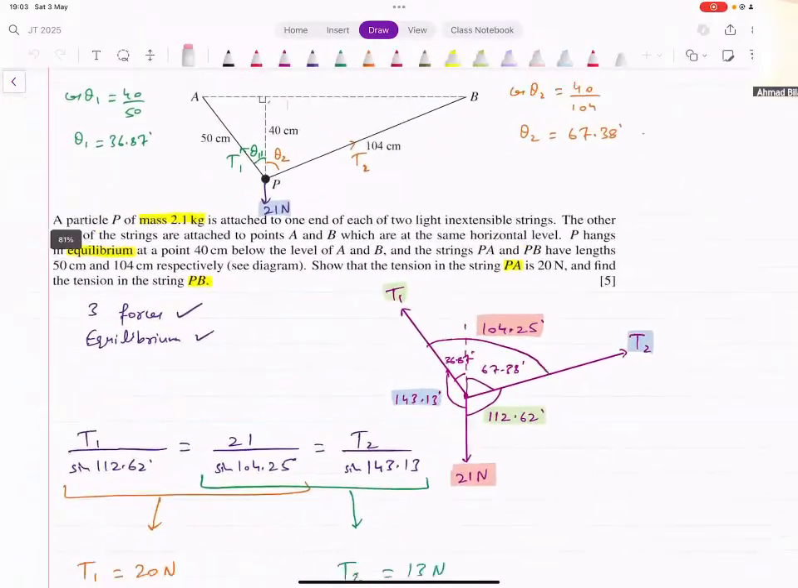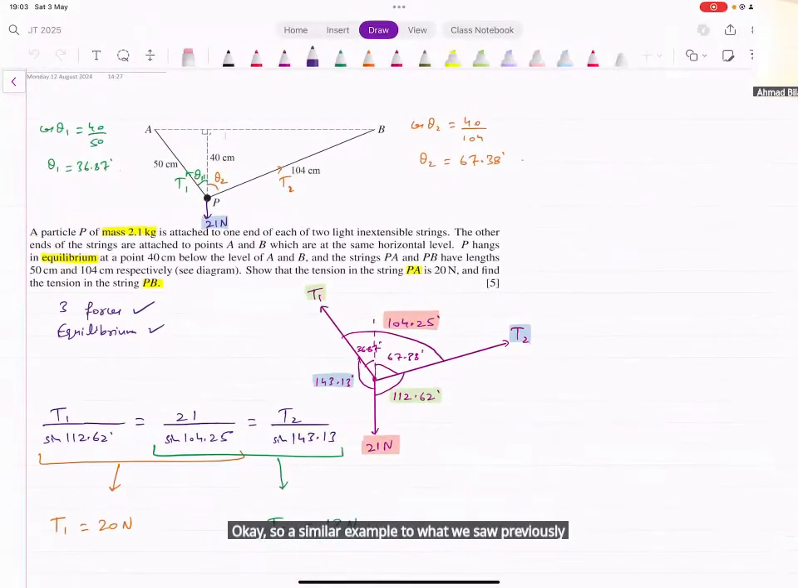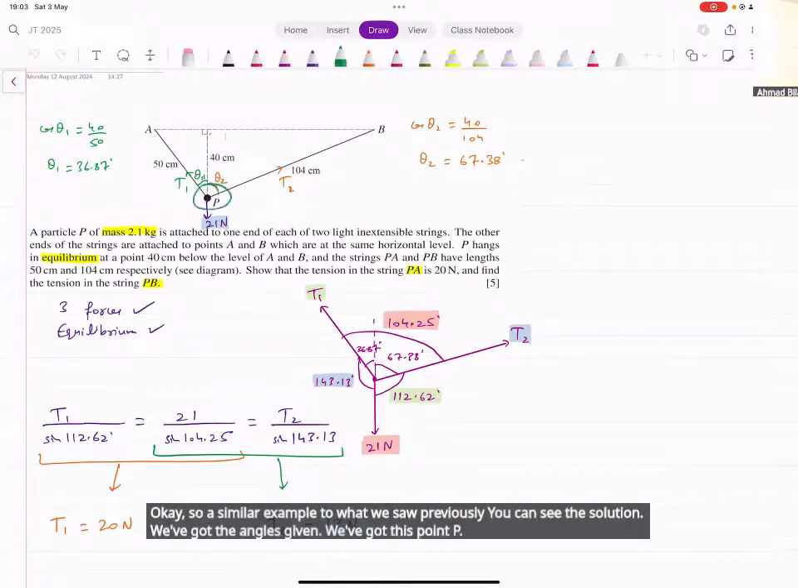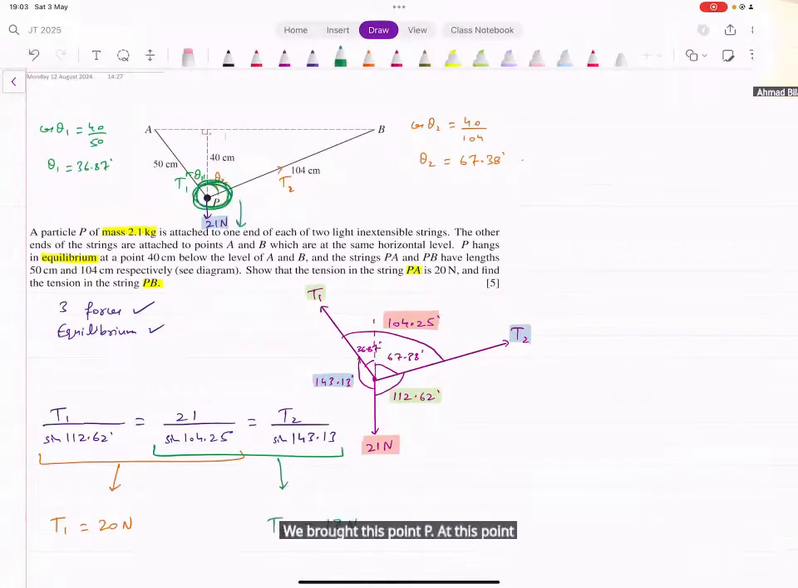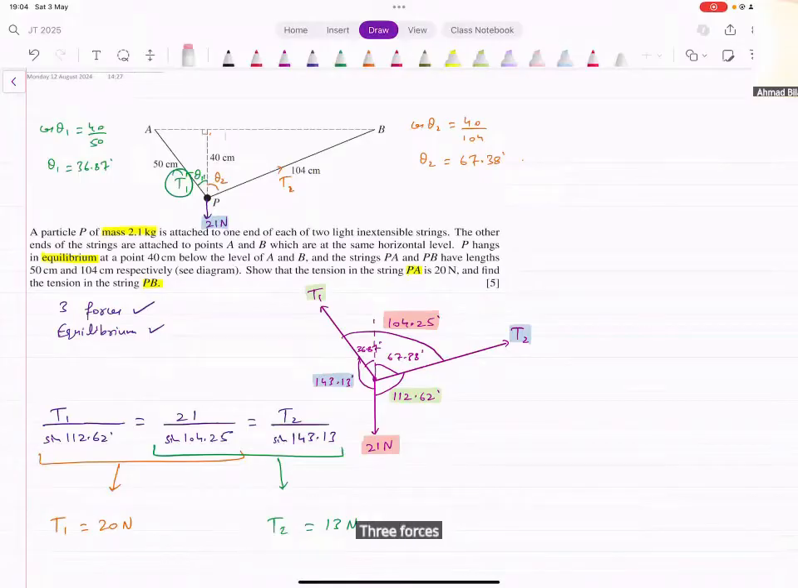Okay, so a similar example to what we saw previously. You can see the solution. We've got the angles given. We've got this point P. At this point P, we've got a force acting in the downward direction. There's another force acting towards the right. That's T2. Another force acting here. That's T1. Three forces, and the object is in equilibrium.